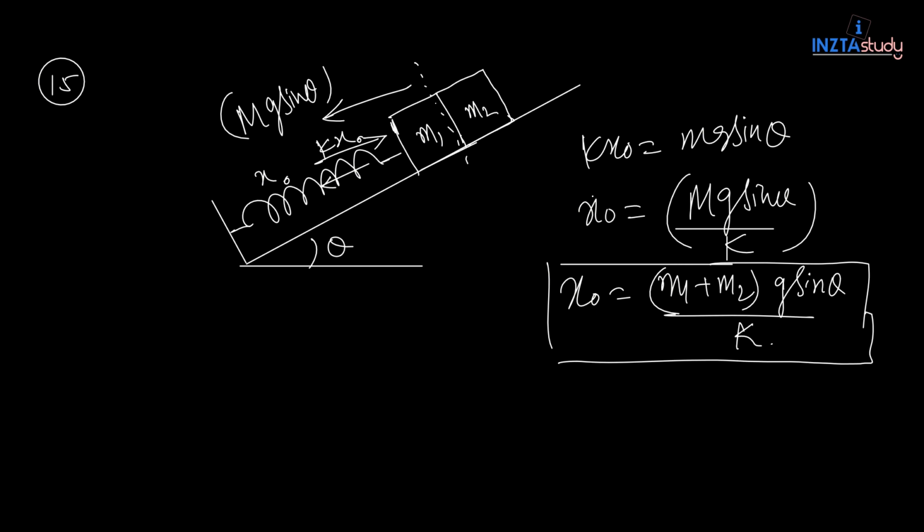Now, the blocks are pushed a further distance of x from this position, where that x is 2 by k (m1 plus m2) into g sine theta. So if this is the mean position, because this is the equilibrium position, and the block is pushed further this much, at that extreme position the speed is 0 and it is released, so it will oscillate about this mean position with the amplitude of this much.